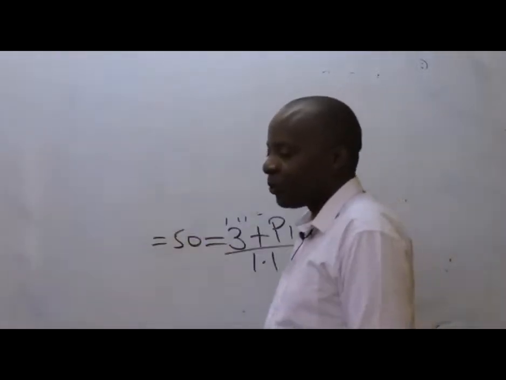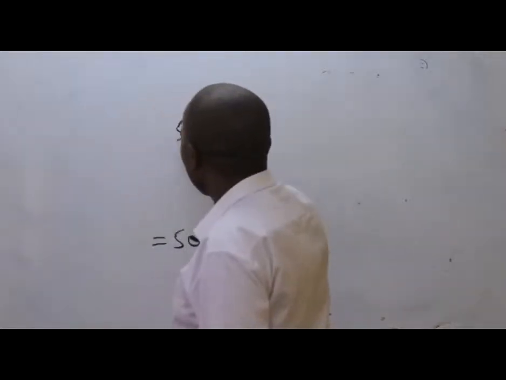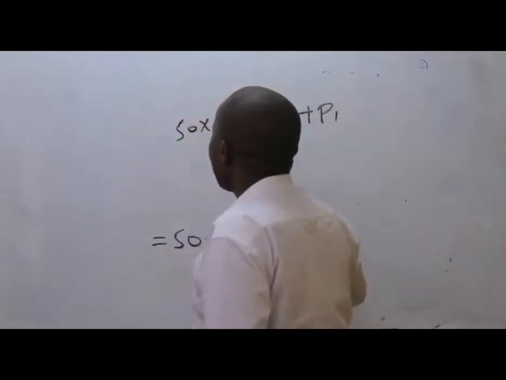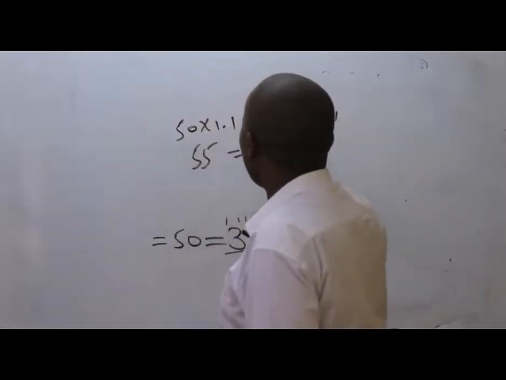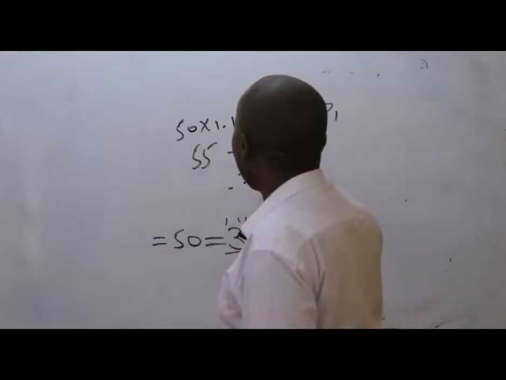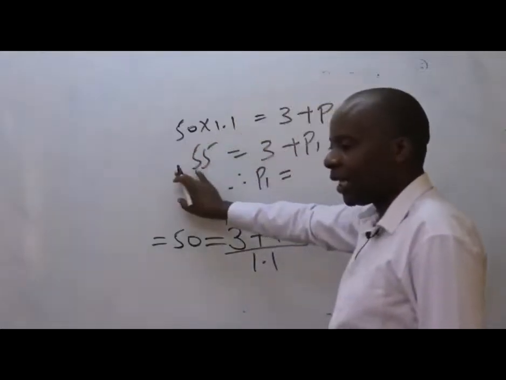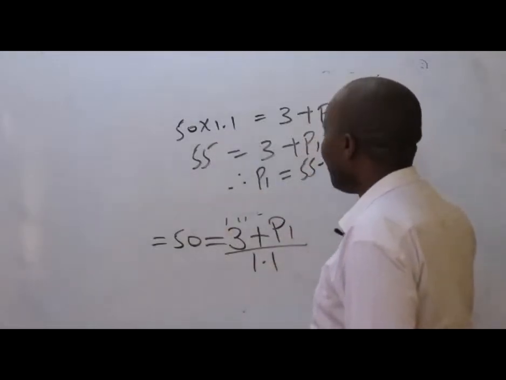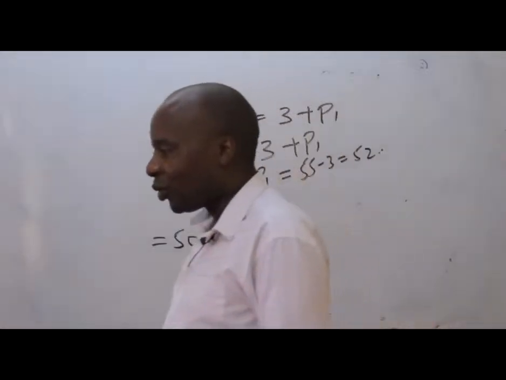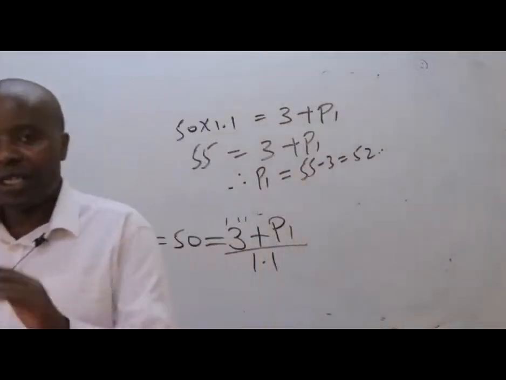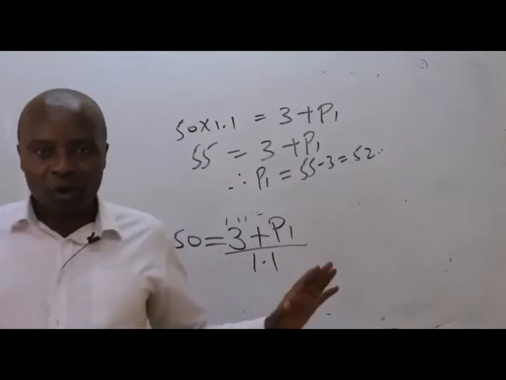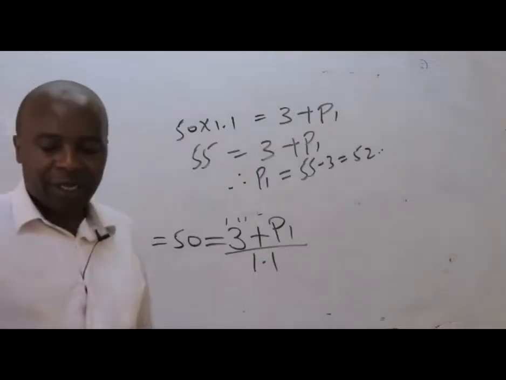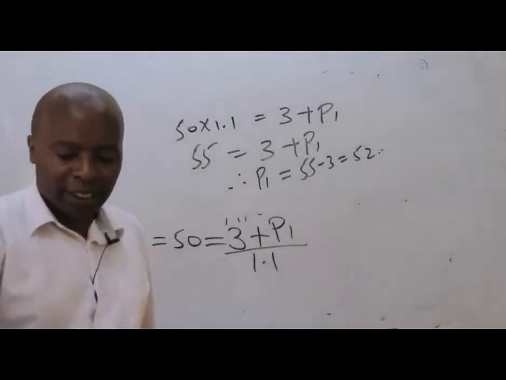If we cross multiply, this will be 50 times 1.1 equals 3 plus P1. Then this will be 55 equals 3 plus P1, implying that P1, if you take this to the other side, it becomes a negative. It is 55 minus 3, which will give me 52. Something that I know all of us would have gotten very comfortably.